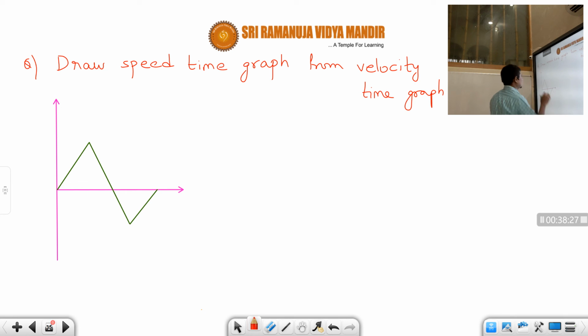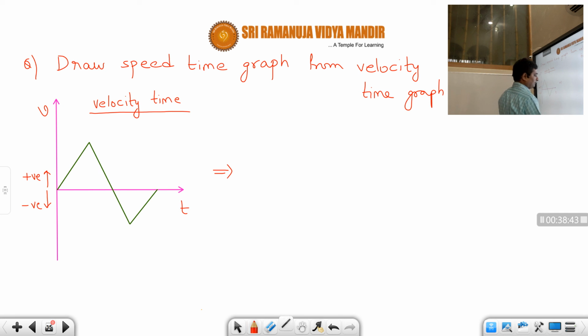Let us say this is the shape of the graph. This is V and this is T. This is called the velocity time graph. Because velocity is a vector, it will have both positive values as well as negative values. So now, how do we convert this velocity time graph into a speed time graph?